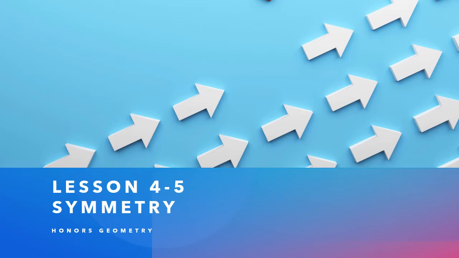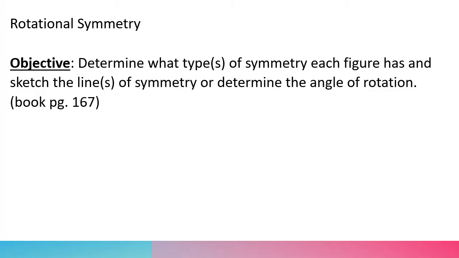Today we are really just talking about some symmetry. So it's a pretty short lesson. Our goal today is to determine what type or types of symmetry each figure has, and we will be working with both two-dimensional figures and three-dimensional figures, and sketch the possible line or lines of symmetry or determine the angle of rotation. If you need additional information, this can be found in your book on page 167.